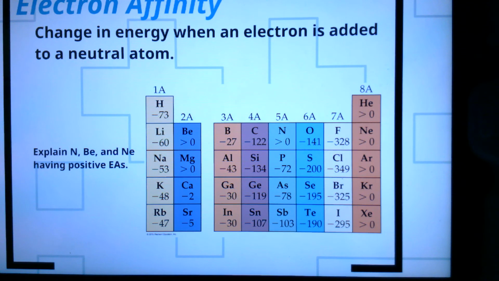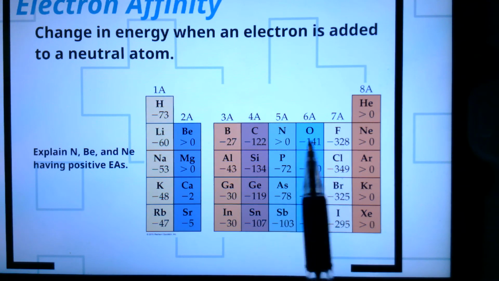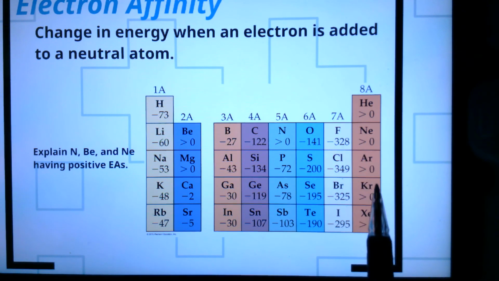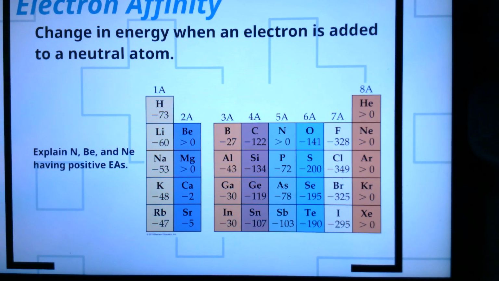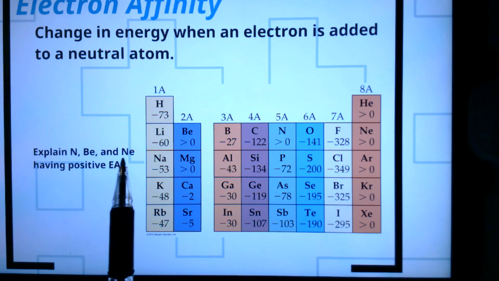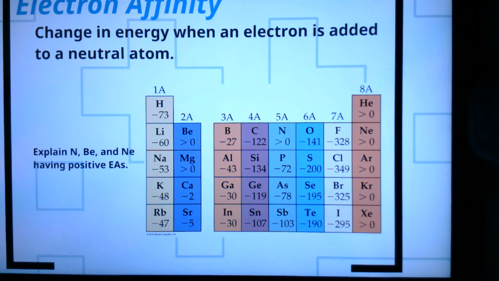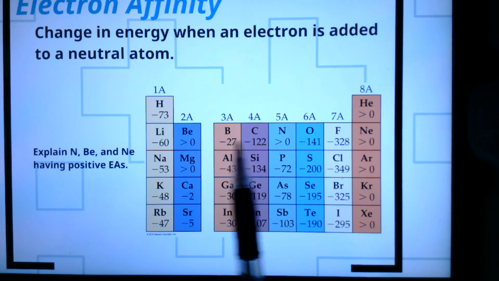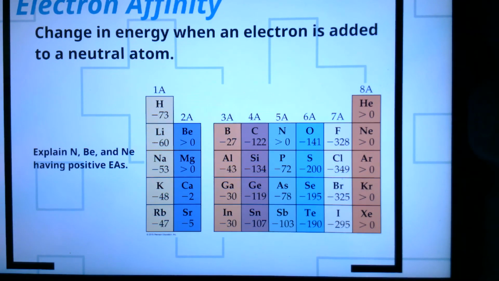So in a positive case, when again it's greater than 0 or you have a positive electron affinity, that's because that atom already has a pretty stable arrangement of electrons. You're taking a stable arrangement of electrons and then trying to force another electron on there. Okay, so let's explain nitrogen, beryllium, and neon having positives. So that takes care of, this, this, and this are 3 major exceptions here.